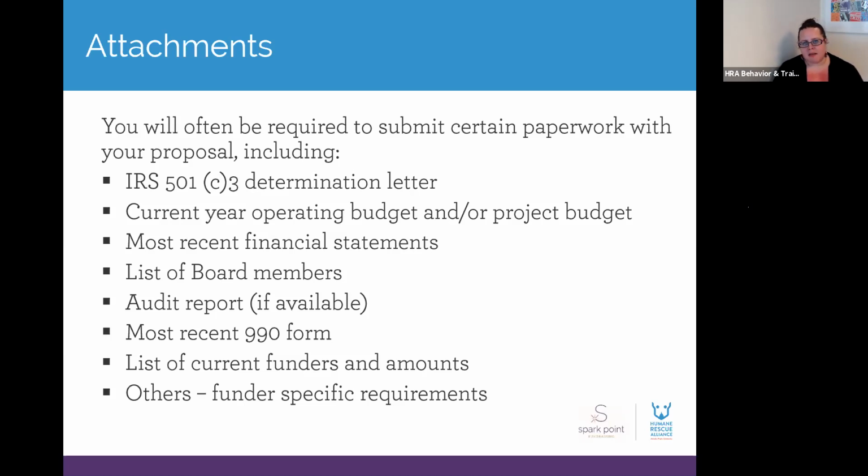And oftentimes it's possible that your board members might have connections with foundation board members or with foundation program officers. So having that list in your proposal can provide some helpful social confirmation for the foundation that you are a real and effective organization.